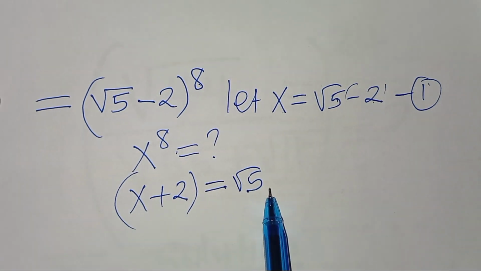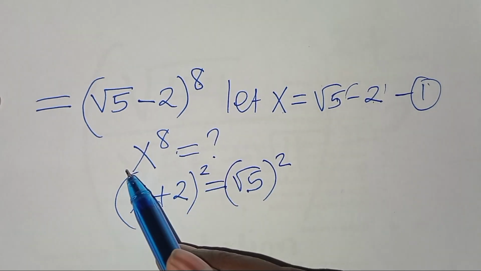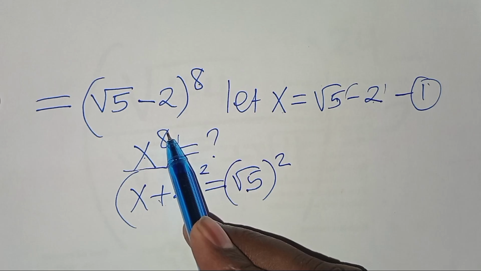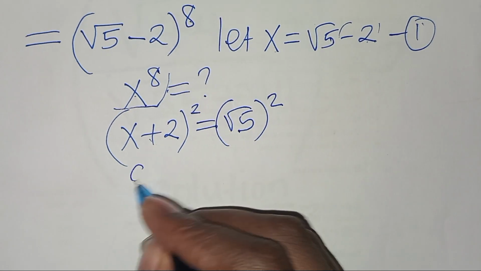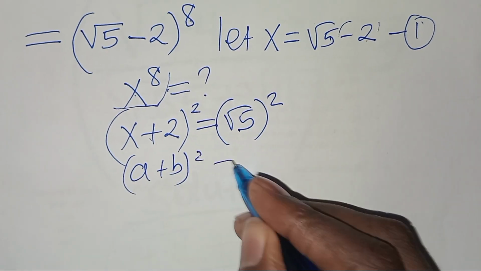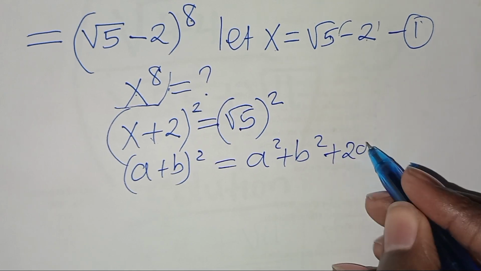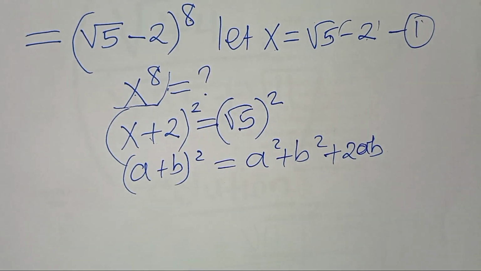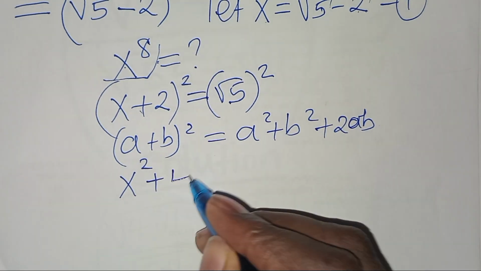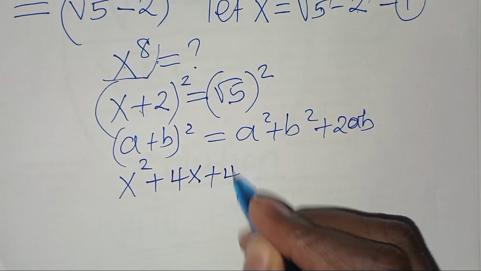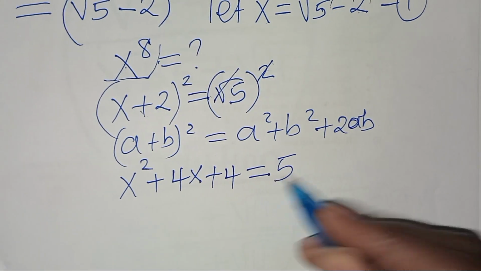Now from what we have here, let's square both sides. We have to expand this equation until we have x to the power 8. So here we have (x + 2)², which is in the form (a + b)², which you can express as a² + b² + 2ab. Applying this algebraic identity, we'll have x² + 4x + 4, which is equal to (√5)², the same thing as 5.